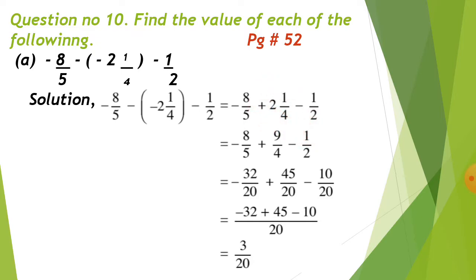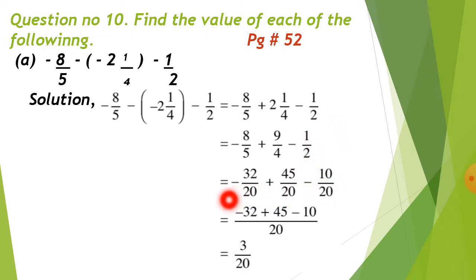Now we are going to change this mixed fraction into an improper fraction. 4 times 2 is 8, 1 is going to be added, it will be 9 over 4. Now we are going to take the LCM of these three numbers. It will be 20. Now we are going to divide 20 by 5. 5 ones are 5, 5 fours are 20. 4 is going to be multiplied by 8. It will be 32. The same process, 20 is going to be divided by 4. 4 ones are 4, 4 fives are 20, 5 nines are 45. The same over here, 20 is going to be divided by 2, 2 tens are 20 and 10 ones are 10.